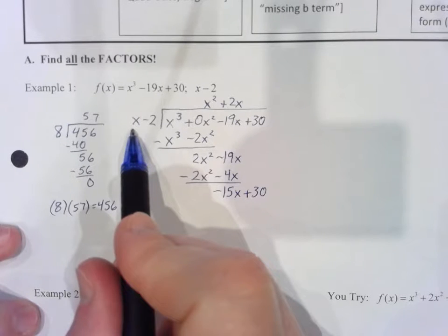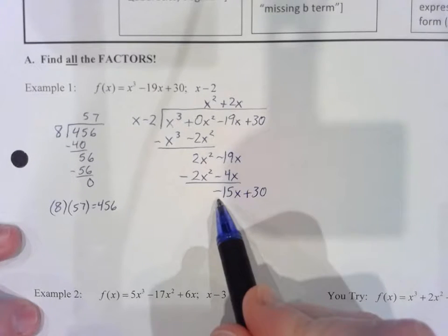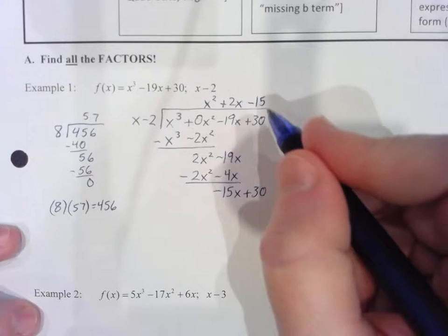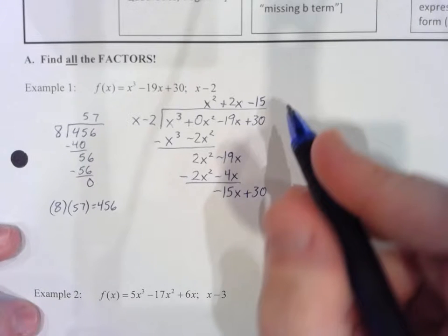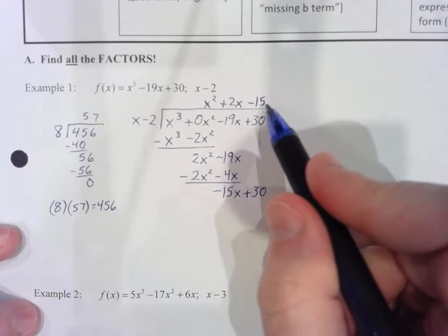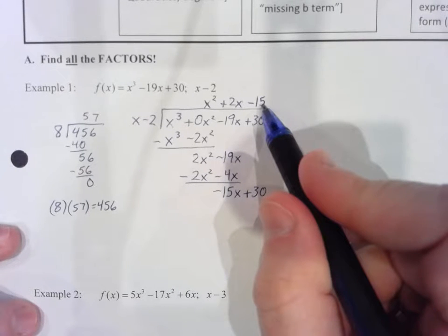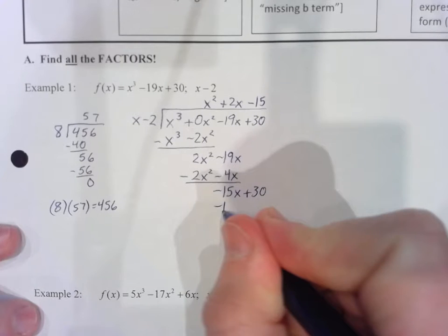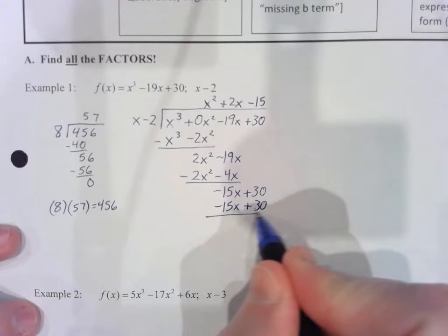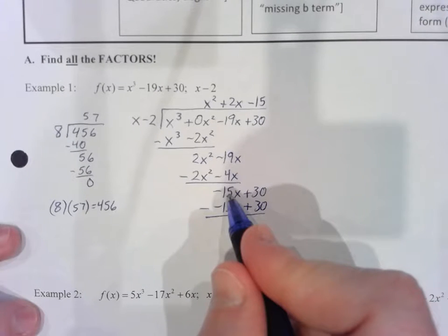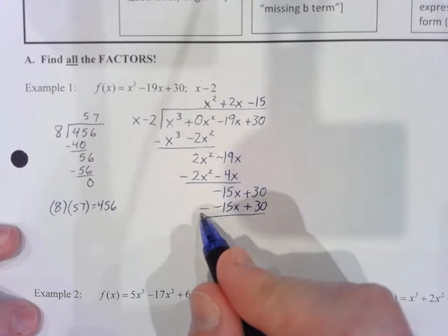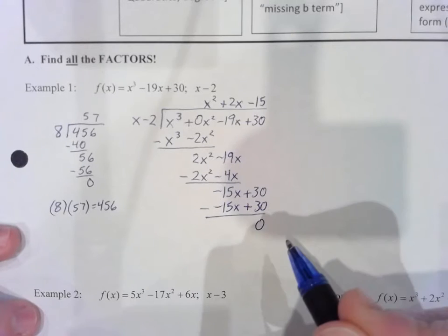Now I want to think about how many times does x go into negative 15x. What do I have to multiply x by? Well, it already has the x, so I just need the negative 15. So I put the negative 15 over the constant, and then I multiply. Negative 15 times x is negative 15x. Negative 15 times negative 2 is positive 30. So if we subtract these, negative 15x minus negative 15x is 0. 30 minus 30 is 0.